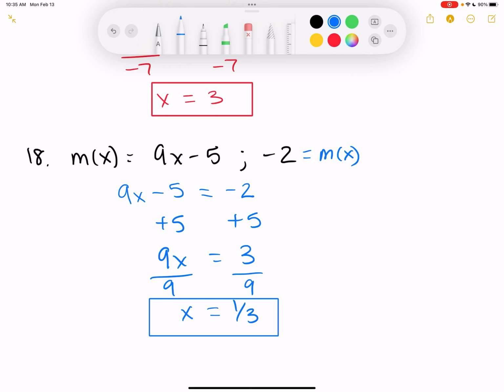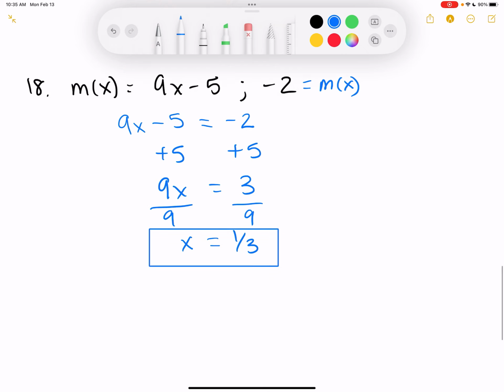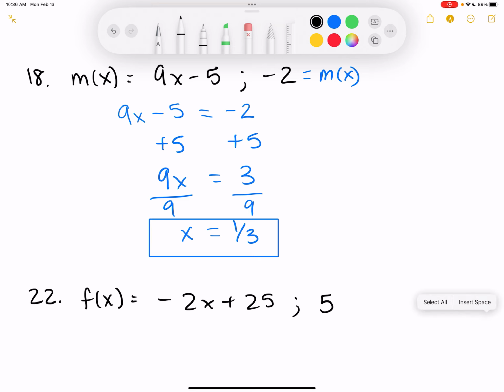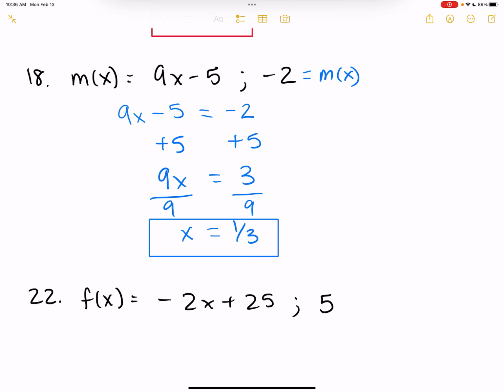Let's see. There's one more that gives you a weird answer, so I'm going to skip that one. But I want y'all to try this one on your own. I'm going to write the problem the way these last ones have been written. It's not the exact way it's written, but it means to do the same thing. So, 22. F of x is equal to negative 2x plus 25, and they want f of x equal to 5. So try that one for a minute, and then we'll go over it, and we'll save the graphing part for tomorrow.